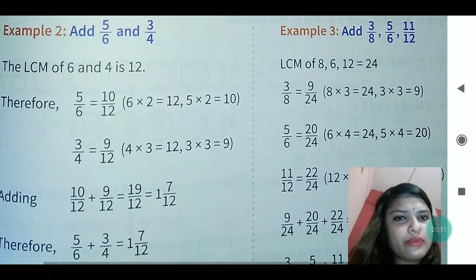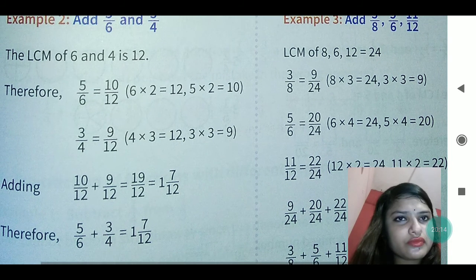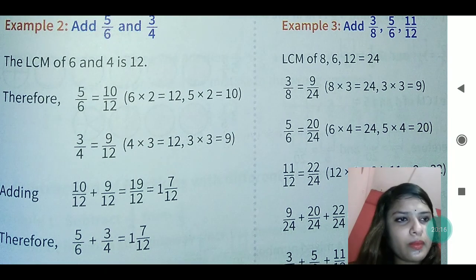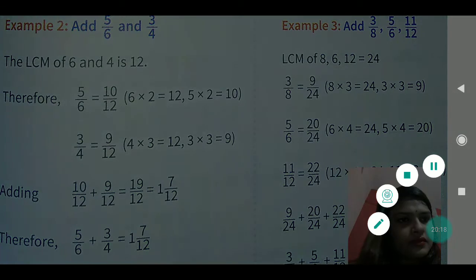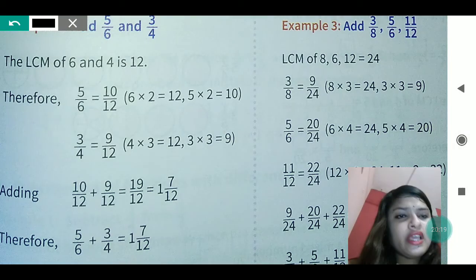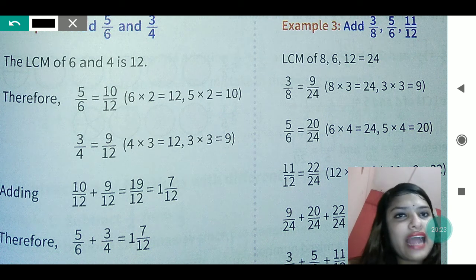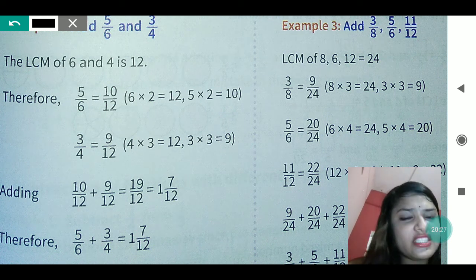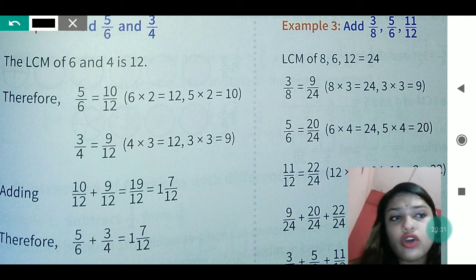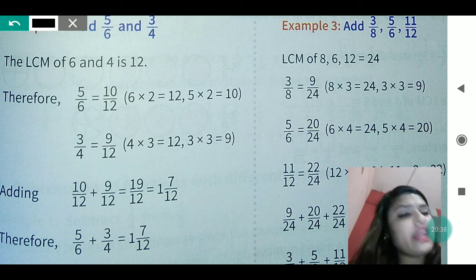Few more examples are there, you just see. In this example also, you all can see, my dear students, that 5 by 6 is written and 3 by 4 is written, isn't it? So again you are seeing that the denominators are not common. You have to first make the denominators common, and then only you can add it up.